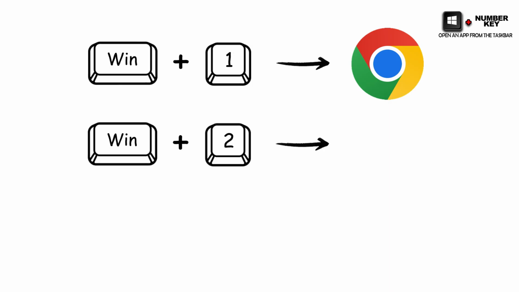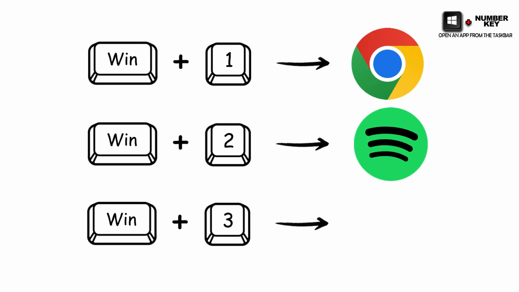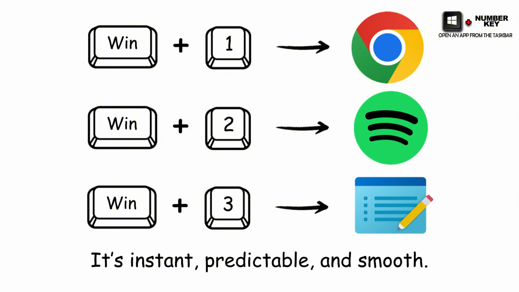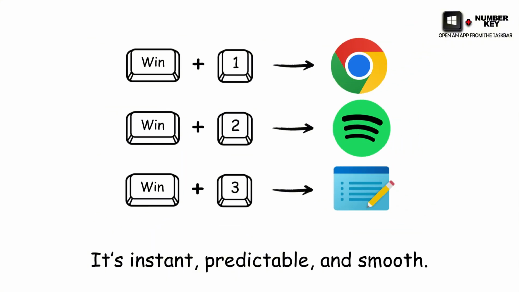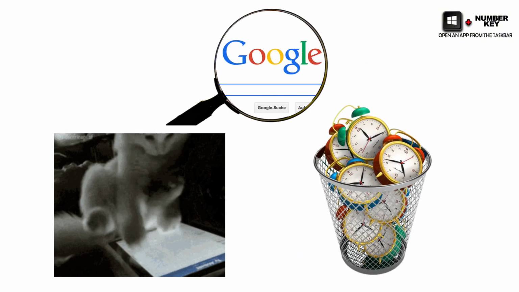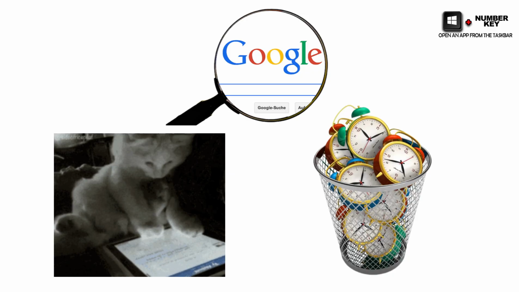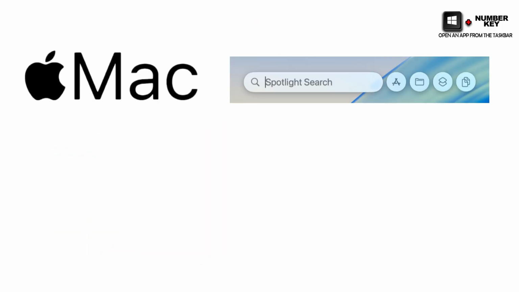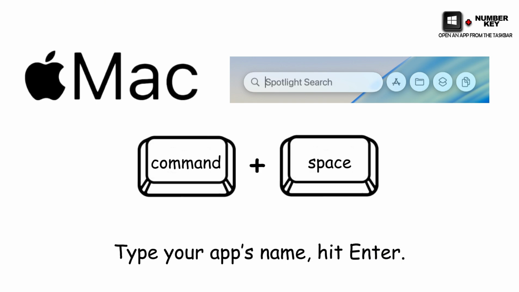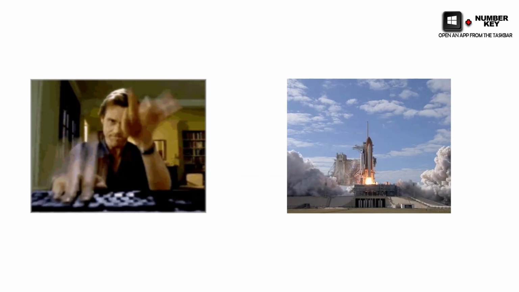Windows plus 2 could launch Spotify. Windows plus 3, your editor. It's instant, predictable, and smooth. No scrolling, no searching, no wasting seconds you'll never get back. Mac users, you've got Spotlight, Command plus space, type your app's name, hit enter. Same speed, same mastery. The keyboard isn't just for typing, it's your launchpad.